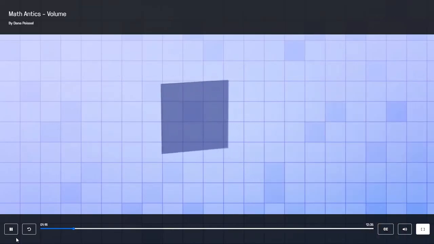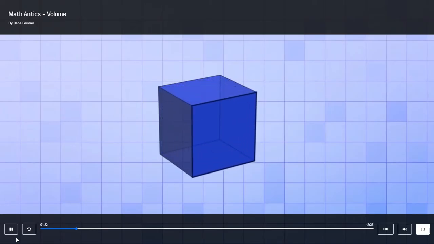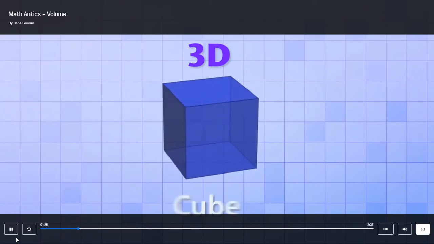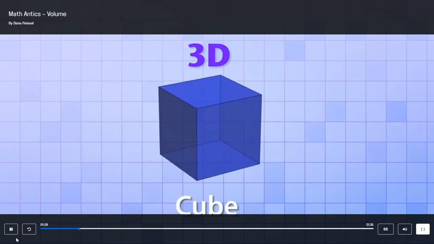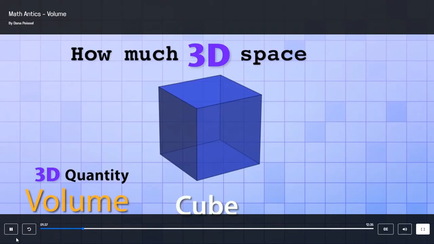Okay, now imagine that we take that two-dimensional square and move or extend it in a direction perpendicular to its surface by a distance of 1 centimeter. It forms a three-dimensional object that's called a cube. And to measure a three-dimensional object like this, we use a three-dimensional quantity called volume. Volume tells us how much three-dimensional space, or 3D space, an object occupies.